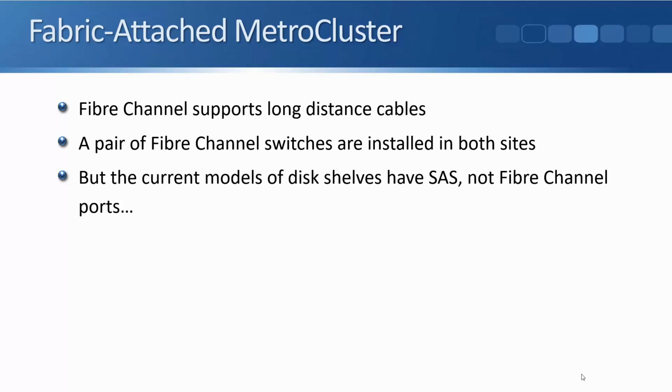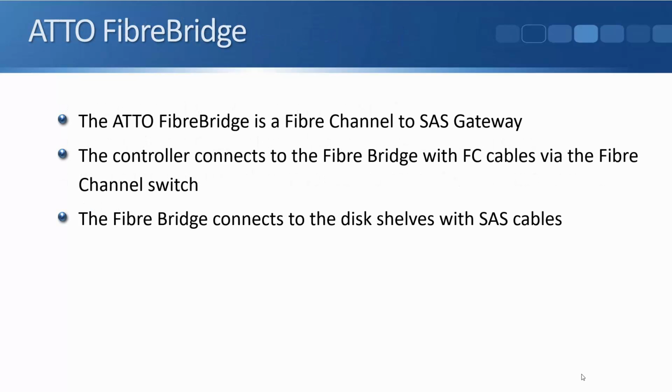So if we're using these long distance fiber channel cables to go from the controller to the shelves in the other site, how are we going to actually get the cable into the disk shelf? And that's where the ATTO fiber bridge comes in. It's a fiber channel to SAS gateway. So we have a fiber channel port in there and a SAS port, and it can convert between the two. The controller connects to the fiber bridge with fiber channel cables via the fiber channel switches. And the fiber bridge connects to the disk shelves with SAS cables.